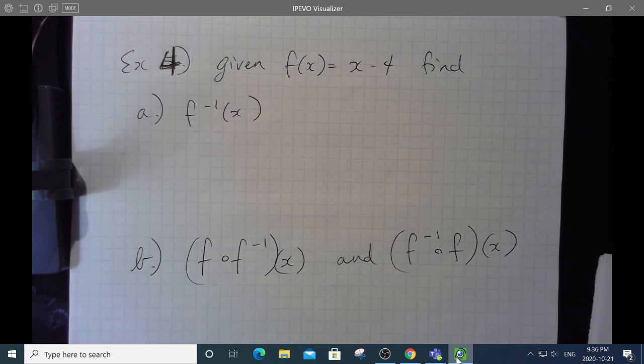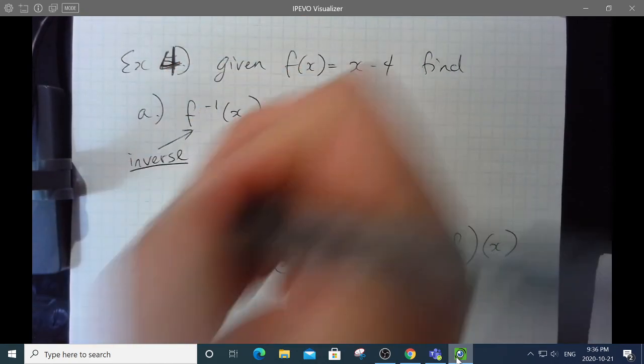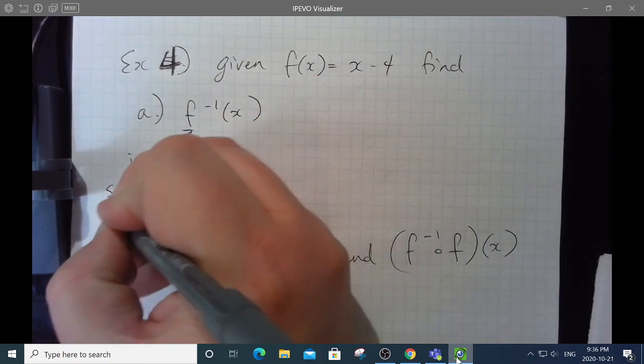Now, for those of you who've done grade 12, you probably remember this. You saw it a little bit in grade 11 too. That's called an inverse. What is the inverse function? And you find the inverse by basically switching domain and range.